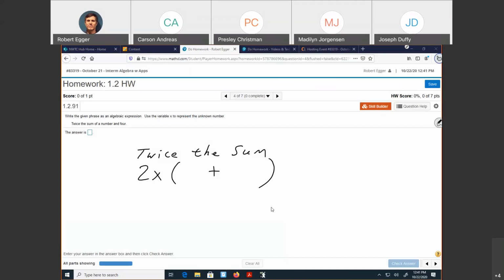Well, to have a sum, I've got to have 2 things to talk about. The 2 things we're talking about are a number, which I don't know what it is, and 4. A number, what number? I don't know. If you don't know what it is, it must be a variable. So twice the sum of a number and 4, or 2 times. You should accept either one.